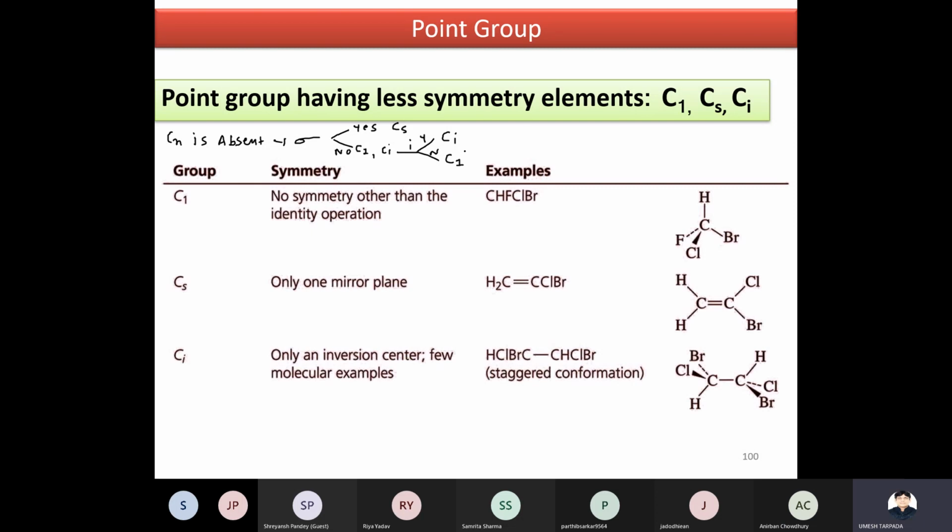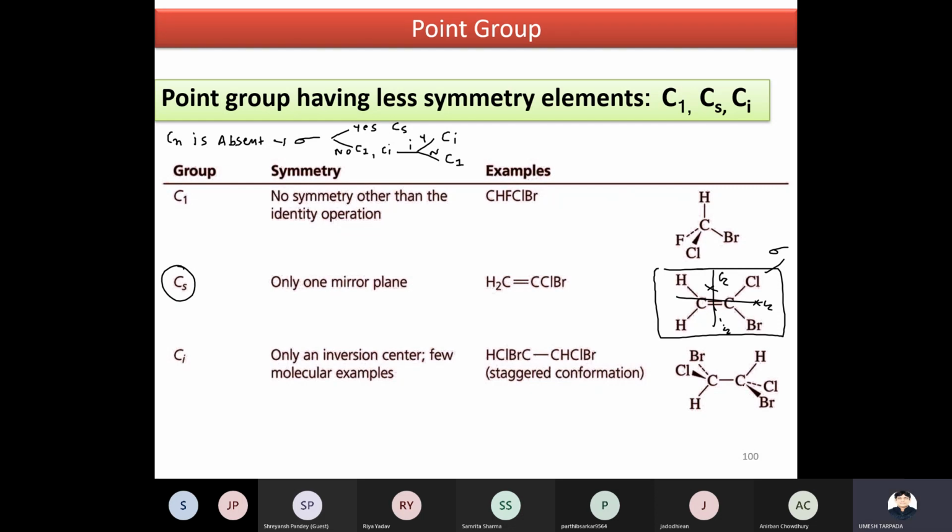So see, these are some examples of CS. Look at here. This is a planar molecule. Double bond is there, but there is no rotation axis. You cannot take an axis here. This will not give you an equivalent structure. But only a sigma plane is there, and therefore the point group becomes CS.